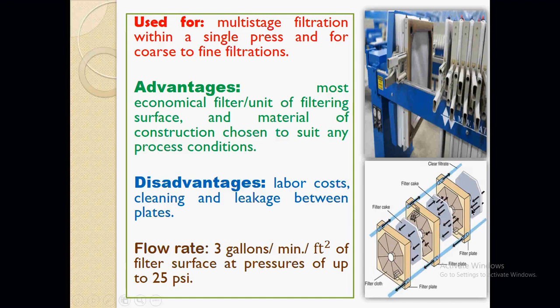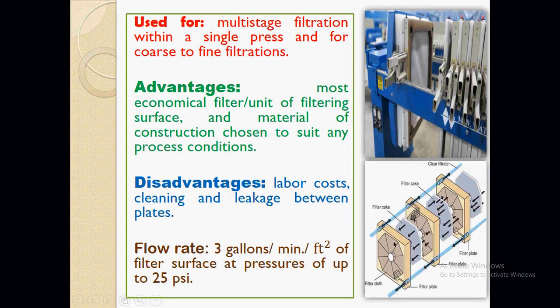You can see this is the plate and the frame, assembled one over the other with a hollow between them. This is from the inside, this is the whole apparatus. It is used for multi-stage filtration within a single press and for coarse to fine filtration. The advantage is that it is the most economical filter per unit of filtering surface, and the material of construction can be chosen to suit any process conditions. But it has a labor cost, meaning it is a bit expensive.